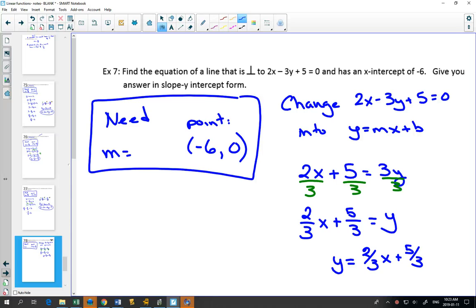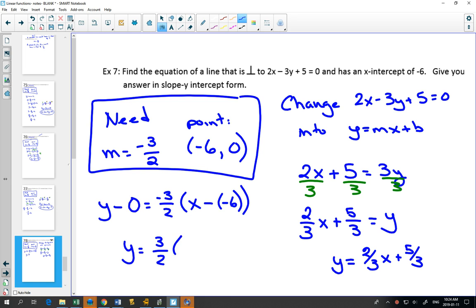We want to find the equation that is perpendicular. So what's our slope going to be? -3/2. Once you've completed the box of what you need, now you can go and use either method 1 or method 2. I think we're on method 2's turn. So point-slope form, y minus y1 equals m times x minus x1. So I get y equals 3/2 x plus 6.